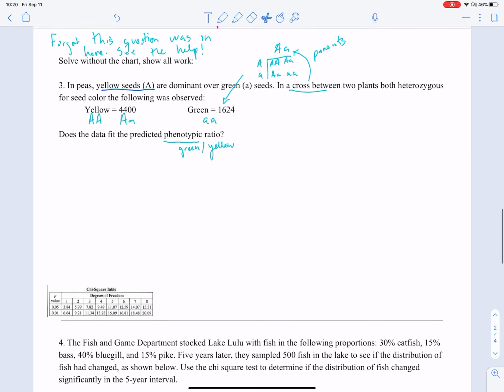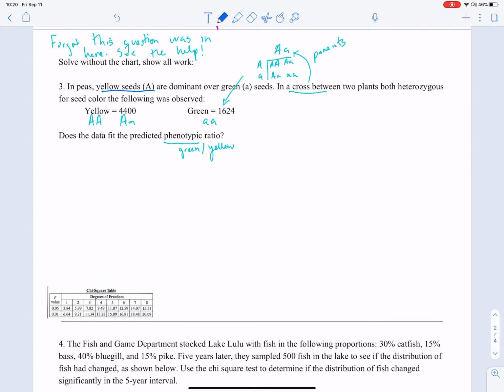In a cross between two plants that are both heterozygous, meaning big A, little a, and big A, little a, that's the cross. For seed color, you observe the following. So these are our observed numbers here. And so what we're saying, I did the cross, you have a big A, little a parent, and a big A, little a parent. So this is the outcome that you would expect.